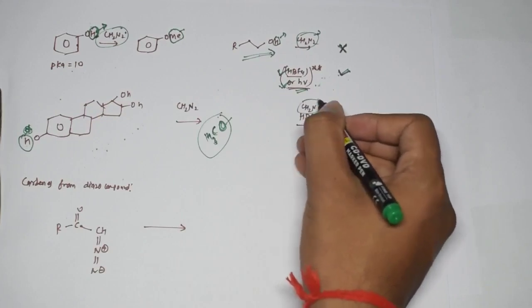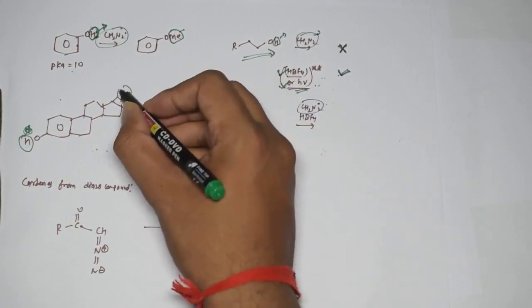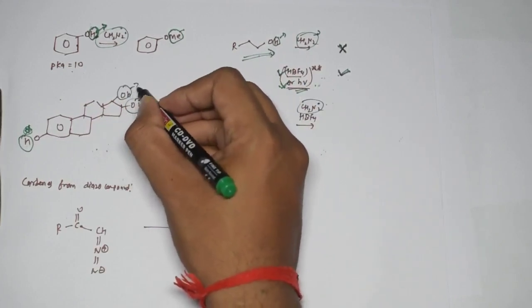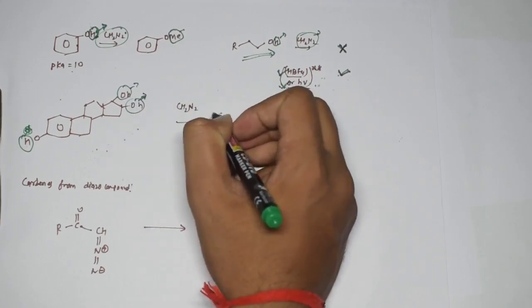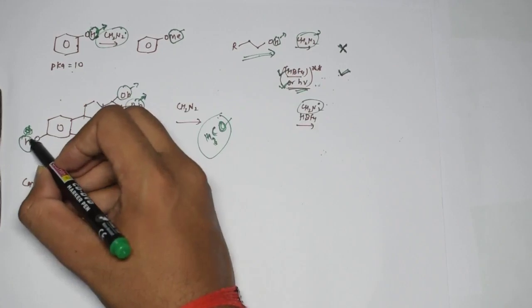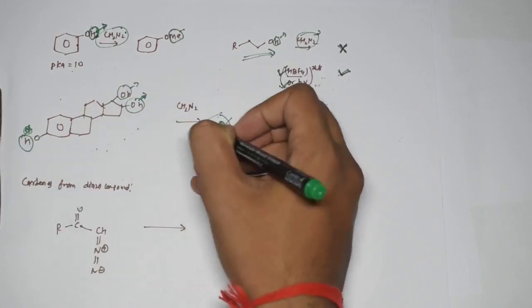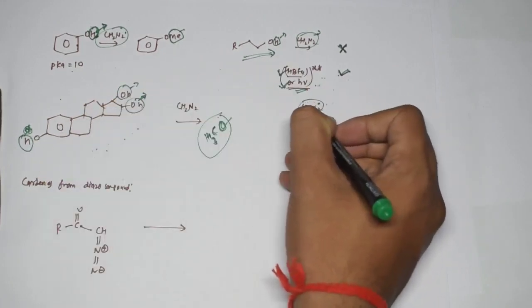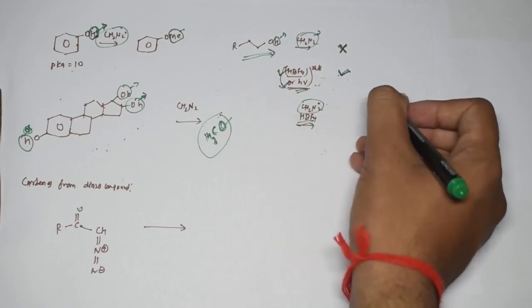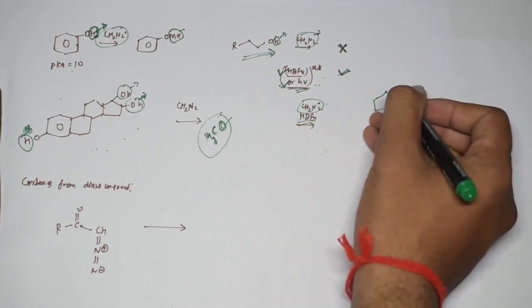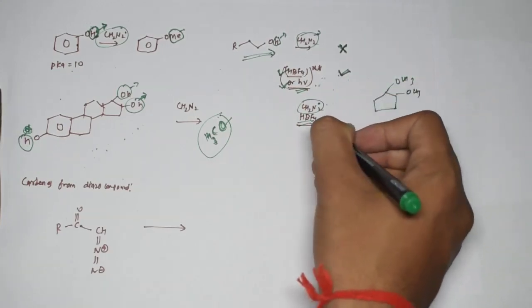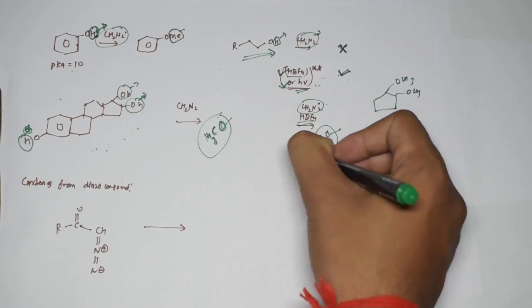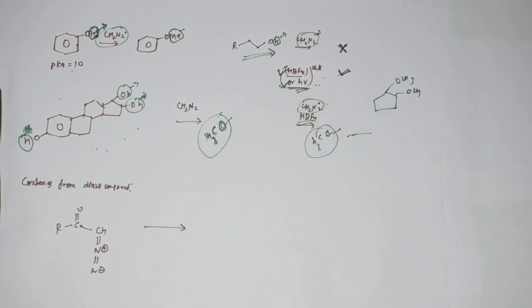But if I am using CH2N2, because these two OH are alcoholic in nature, in the first step this hydrogen won't get replaced and CH3 won't come over here. But in the next step, if we are using HBF4, then here we will get only this OCH3 and OCH3, and the remaining OCH3 will remain as it is. So this is what we will have.